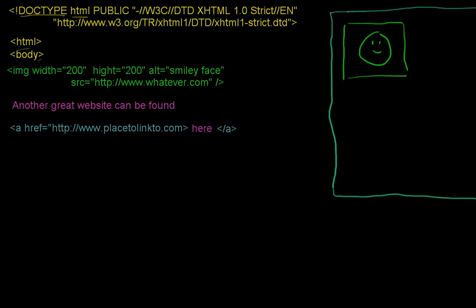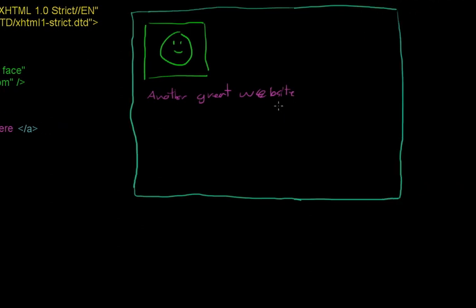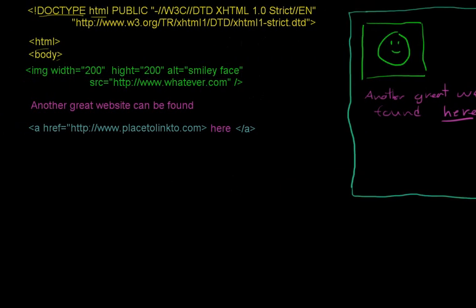So what I have here is another great website can be found here. So the way that will look on screen is another great website. I'm trying to find a balance between writing quickly and writing clear. Can be found here, and then this will be underlined or something to show that it's a link. And then once you visit the link, it'll change colors.